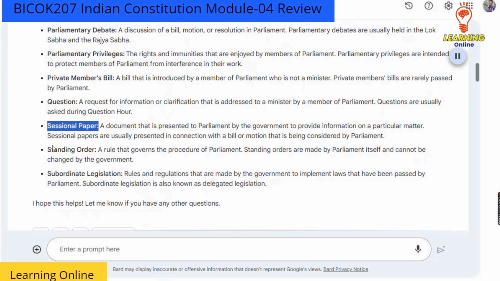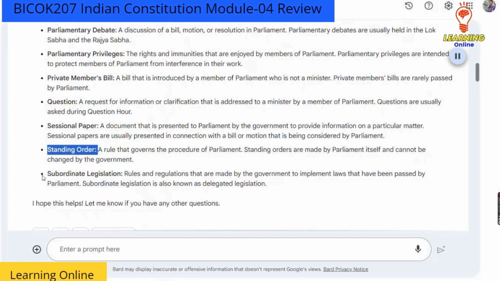Sessional paper, a document that is presented to Parliament by the government to provide information on a particular matter. Sessional papers are usually presented in connection with a bill or motion that is being considered by Parliament. Standing order, a rule that governs the procedure of Parliament. Standing orders are made by Parliament itself and cannot be changed by the government.